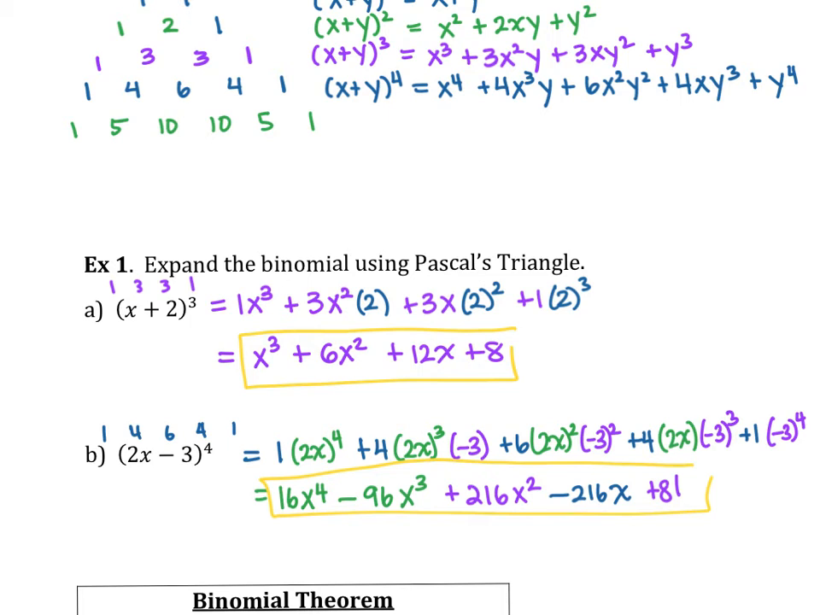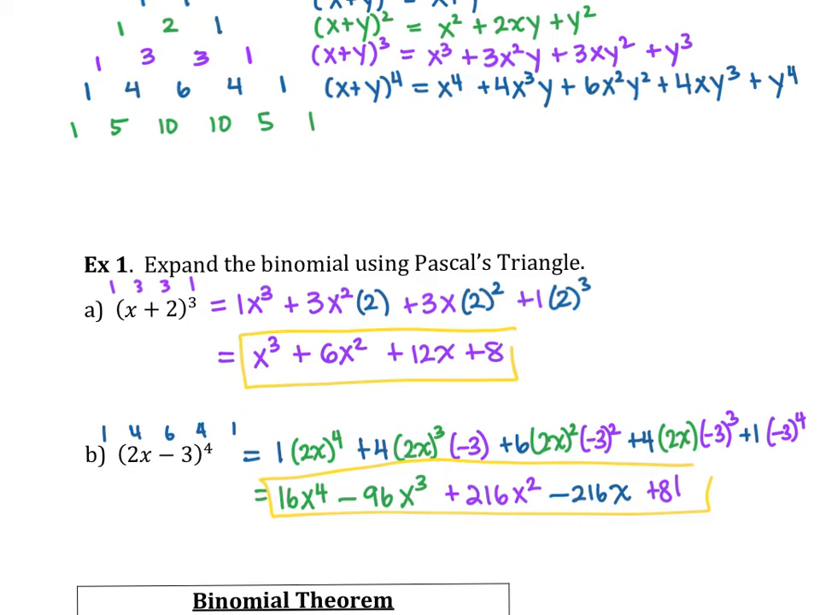Okay, now if this were to the 10th or something, I certainly would not want to have to write out the Pascal's triangle, do 11 rows of Pascal's triangle, and if I only wanted one of the terms, I wouldn't want to have to do that either. So there's actually a pattern or a formula to get the coefficient, so I'm going to look back up to here.